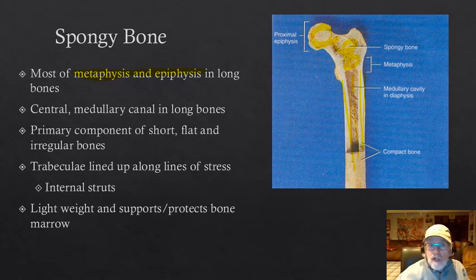Again, if I look at short bones, flat bones, and irregular bones, they have a thinner cortical shell, but they have a lot of cancellous bone inside. And like I mentioned before, those trabeculi, or those bony spikes, are lined up along lines of stress. They're internal struts that provide significant stability and strength for the bone. Also, because they've removed a lot of that cortical dense bone, it decreases the weight of the bone, and also supports and protects the bone marrow, which fills in all those little gaps.